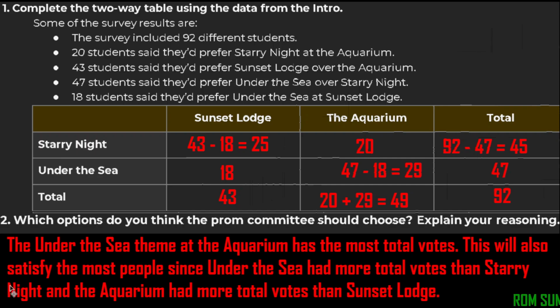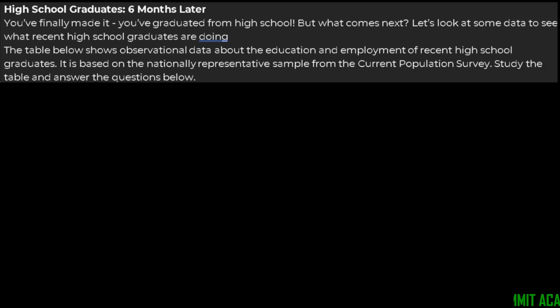This will also satisfy the most people, since Under the Sea had more total votes than Starry Night, and the aquarium had more total votes than Sunset Lodge. So we're able to use some inferences, or come to some conclusions using that two-way table.